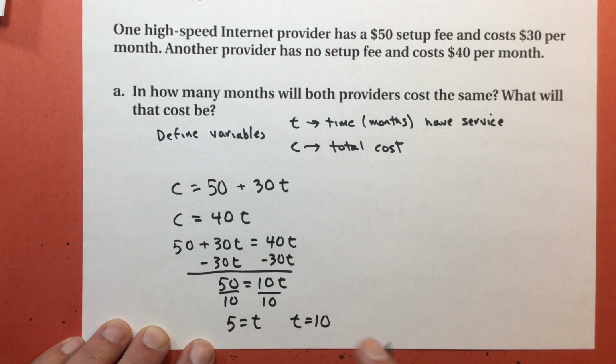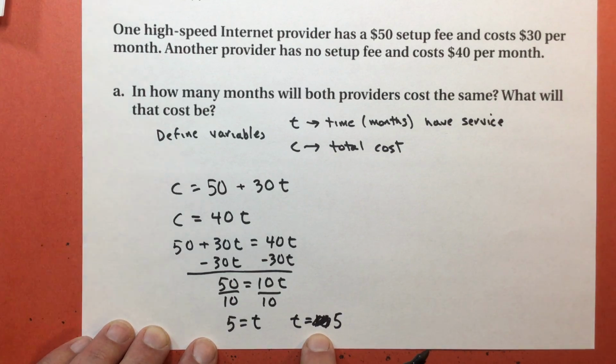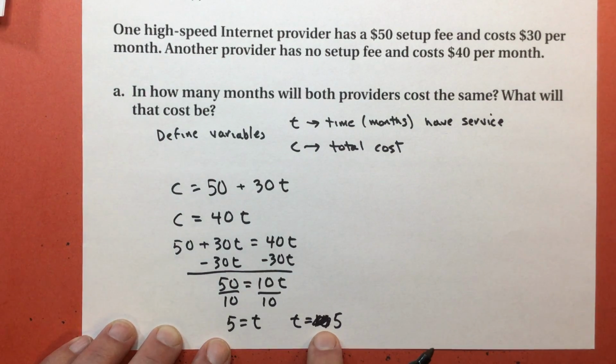Right? Excuse me, I got my mistake. 5 months, because 5 equals t. I don't know where that 10 came from. Okay, let me say it again. In 5 months, the cost will be the same. I apologize for that. What will that cost be?